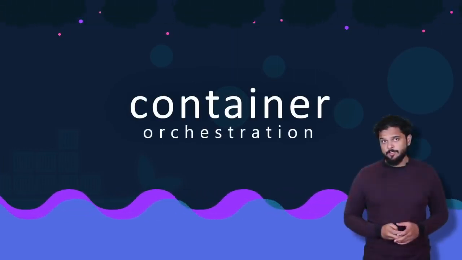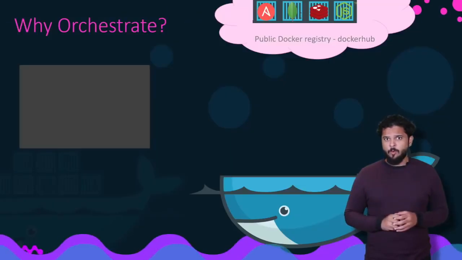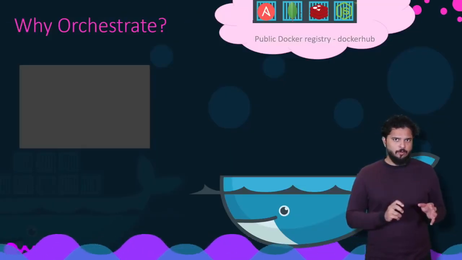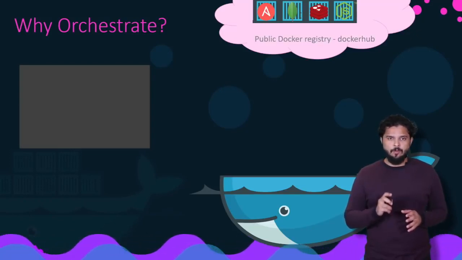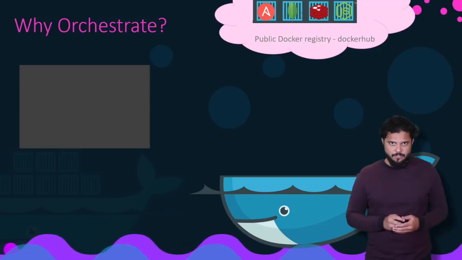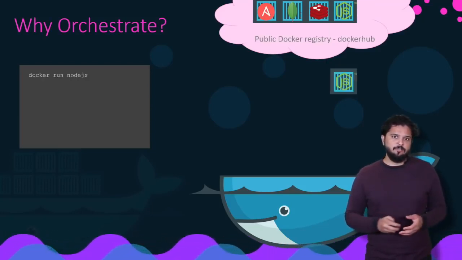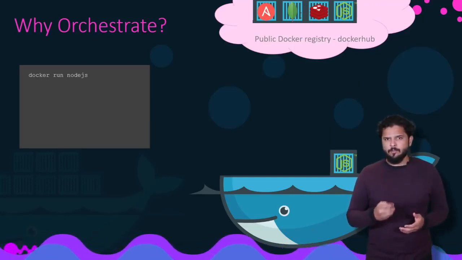We will now try to understand what container orchestration is. So far in this course, we have seen that with Docker, you can run a single instance of the application with a simple docker run command. In this case, to run a Node.js-based application, you run the docker run nodejs command. But that's just one instance of your application on one Docker host.